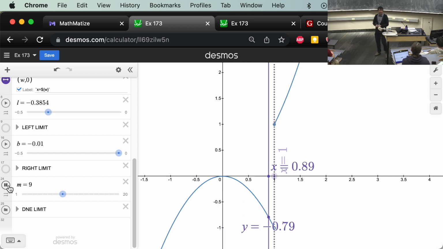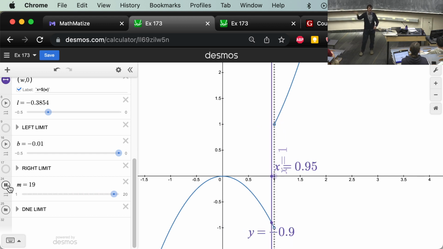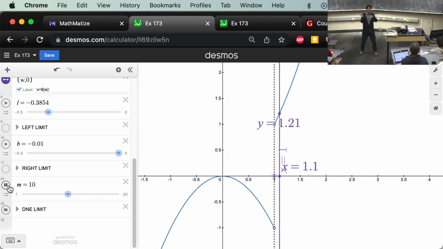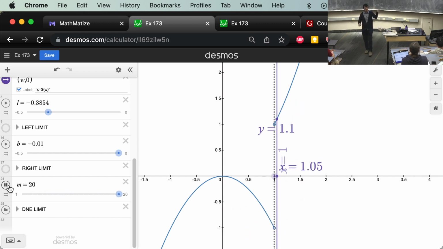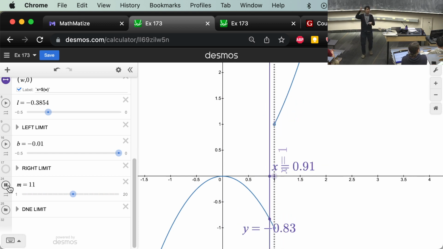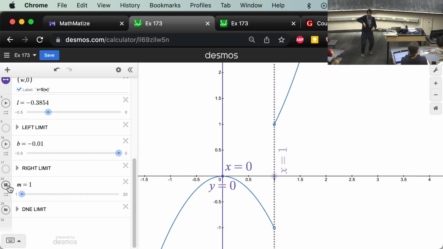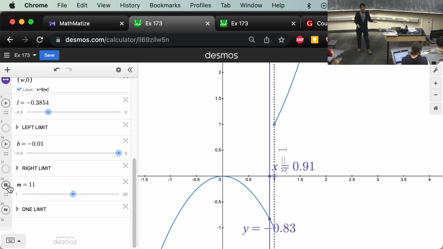So here is one that's bouncing around. It's going left, right, left, right, left, right. So sometimes it's on the left of x equals 1. Sometimes it's on the right of x equals 1. And by bouncing around, the y values never settle down. So the y values are going +1, -1, +1, -1, +1, -1. The y values never settle down.